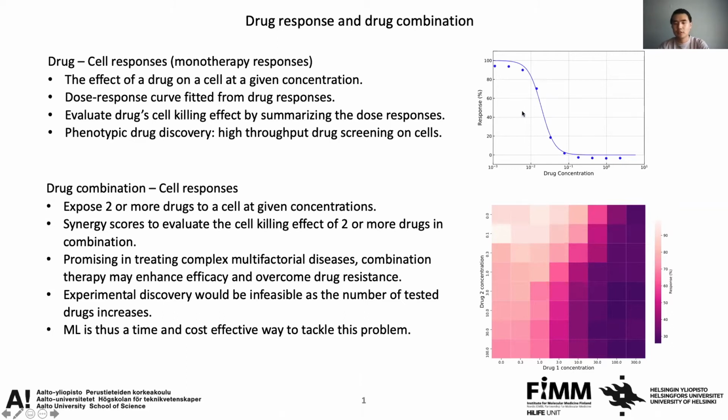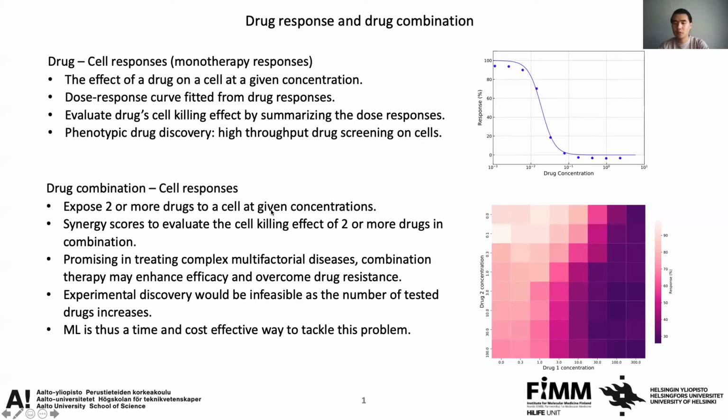The dose response curves are normally used to characterize the drug's cell killing effect, for example, by taking the half maximal growth inhibition point or the area under the curve. And high throughput drug response screenings are widely used in phenotypic drug discovery to find effective cell killing drugs. So we have single drug responses, or so-called monotherapy responses, and then we can also add two or more drugs on the cell and measure their cell responses.